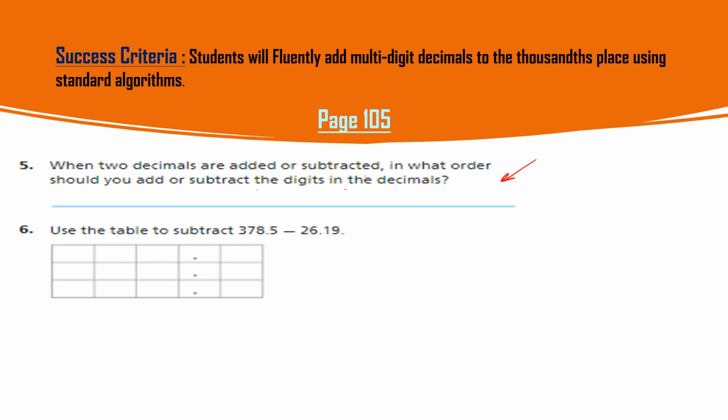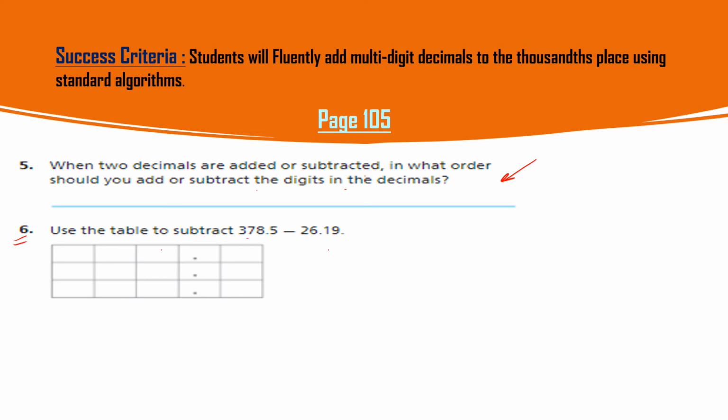Pause the video, write your answer and write it in the comment box. Okay, which order? Under the decimal, we write the decimal, right? We subtract or add in the vertical order in such a way that under each decimal, we write the decimal. Pause it, write it, okay? In your own words. So number 6, use the table to subtract this.